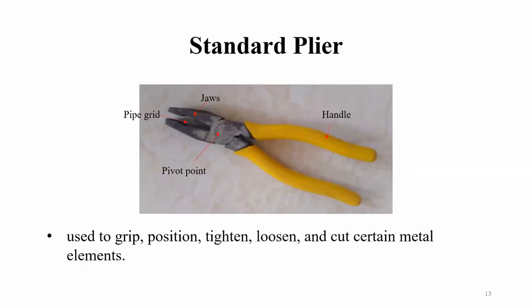This one is a standard pliers. This one is normally used to hold metal or any wires in a grip position. And also this one is used to tighten and loosen fasteners. For example, we can utilize the standard pliers to tighten or loosen a nut. And also we can use it for cutting purposes.